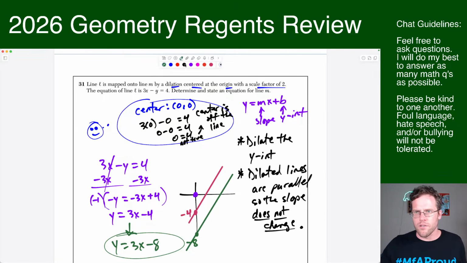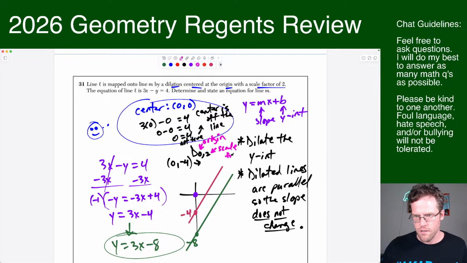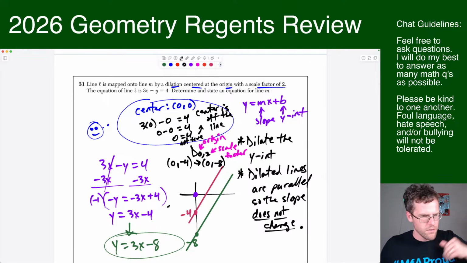Okay, but the math that you could do is you say, all right, the y-intercept is at 0, negative 4. So I dilate this. I'll just say O for origin, and then this is our scale factor. I would multiply the x and the y by 2 to go to 0, negative 8. So that's why my y-intercept becomes negative 8.